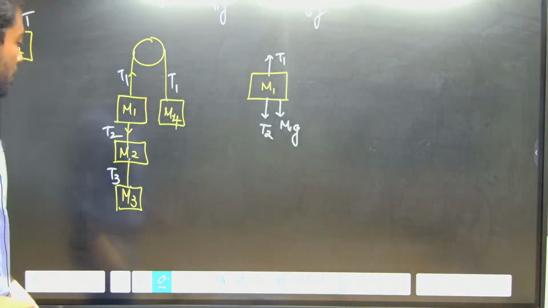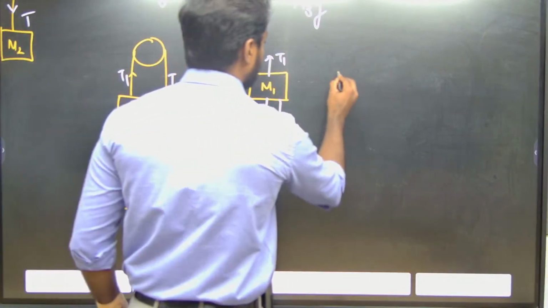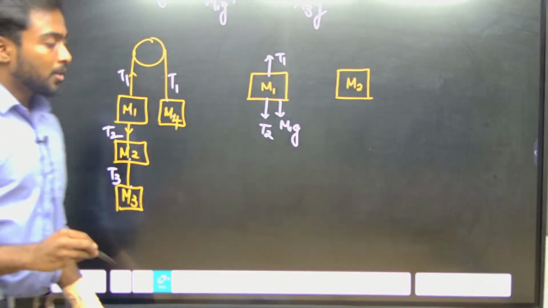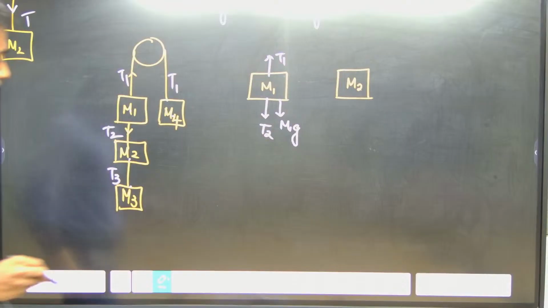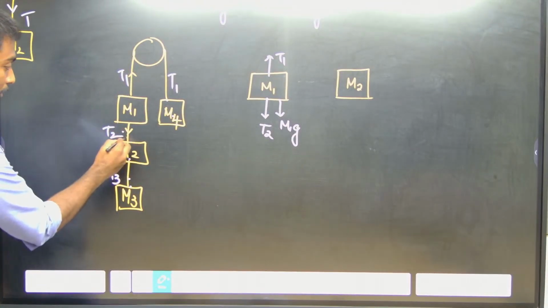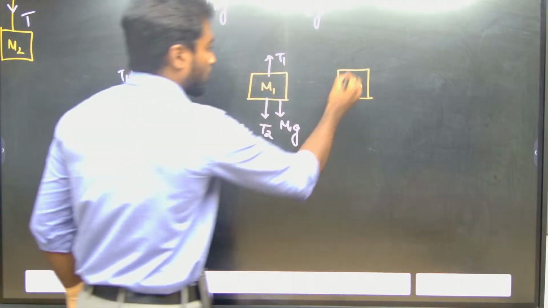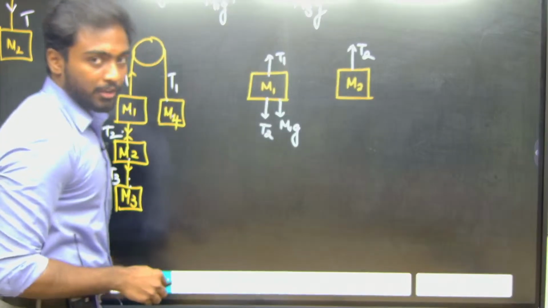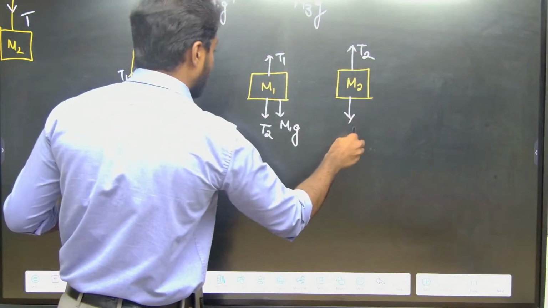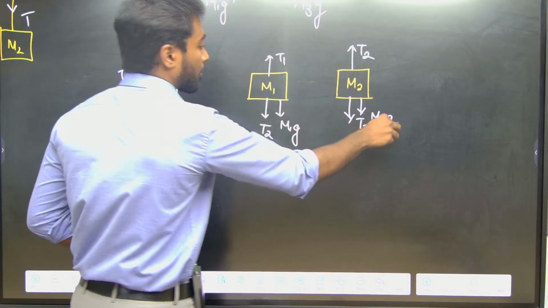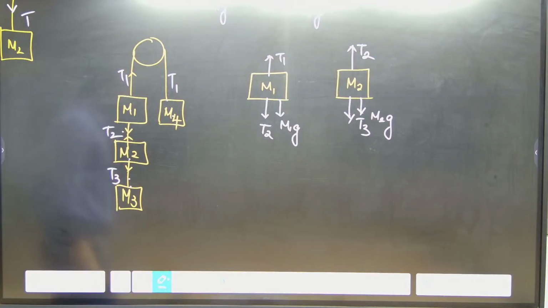Got it? Next M2 I will take. If I talk about M2, how many forces? 1 and 2. For M2 it is away from the body again. So T2 will be away from the body as well as T3, no? T3 also away from the body. And what about the remaining? M2G will be there.